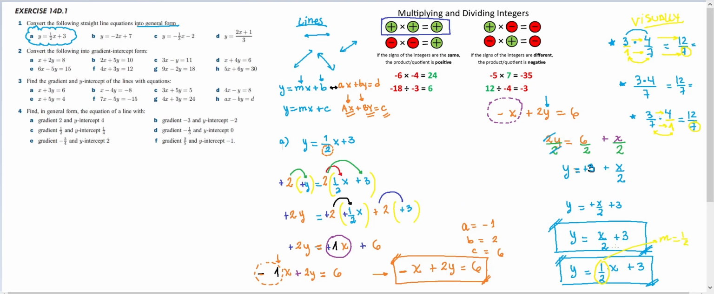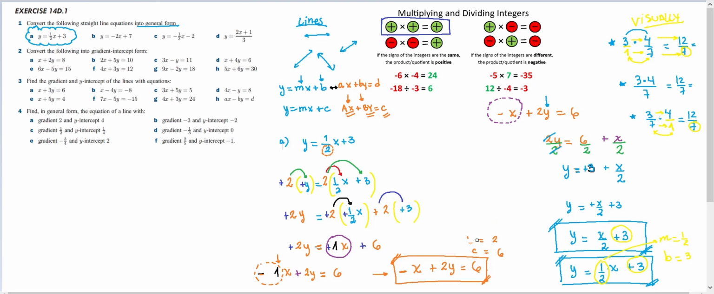Here it's easy for us to identify the slope and the y-intercept. The y-intercept is just 3, okay? It's this number alone, positive 3. That is the gradient and the y-intercept. What about this then? What happens when you have it like this? How do you identify the gradient? And this was something that I wanted to show you.